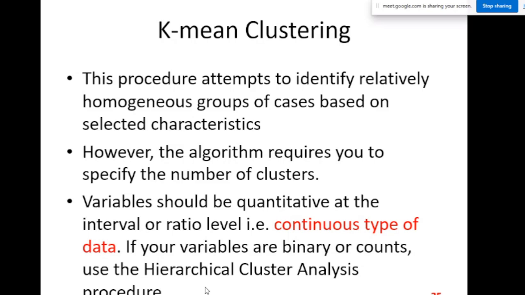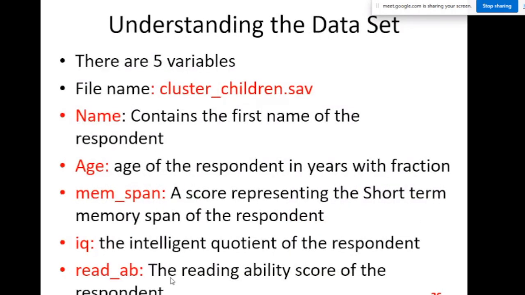So obviously the data is continuous type, and the same data I am using, but a little bit of change is there. For example, name, same name; age, instead of taking age at last birthday, I am taking exact age. That means it can be fractional, like 4.3, 7.2. Memory span: a score representing short-term memory span of the respondent. It's a psychological test which gives you the memory span.